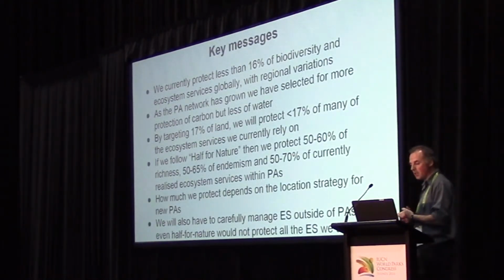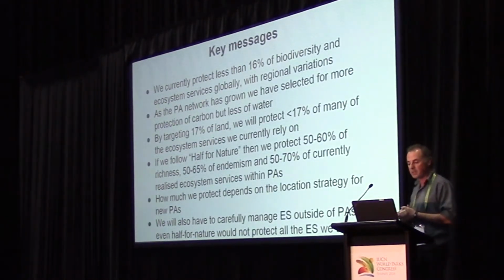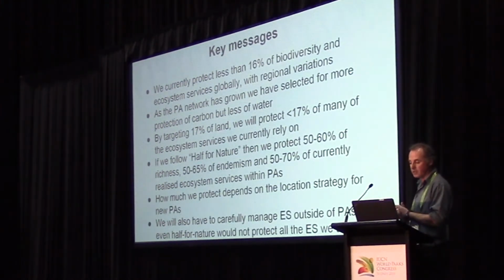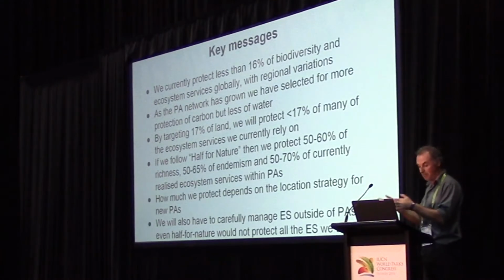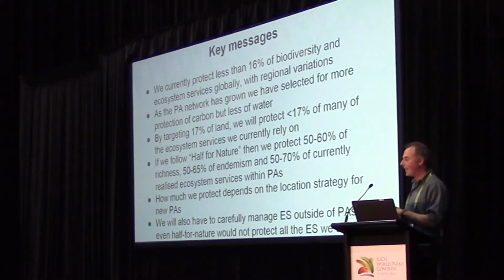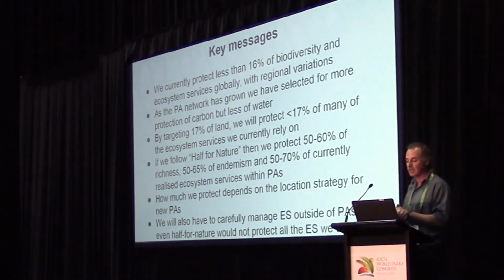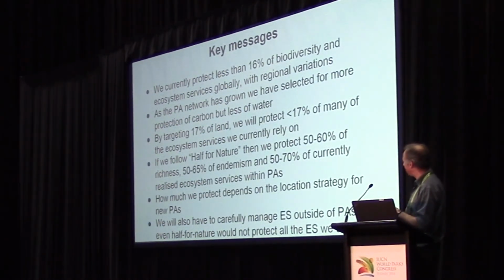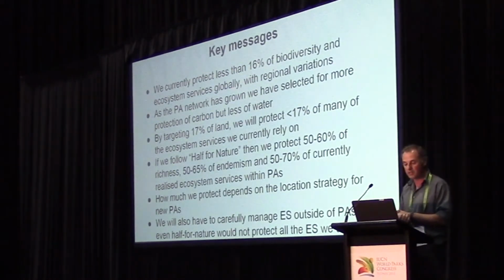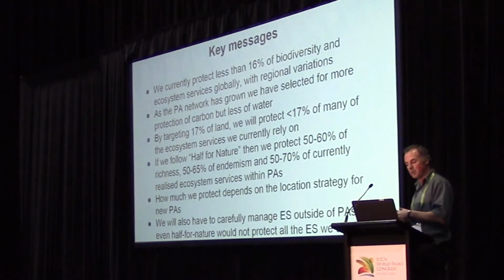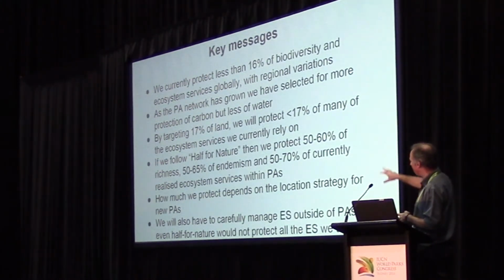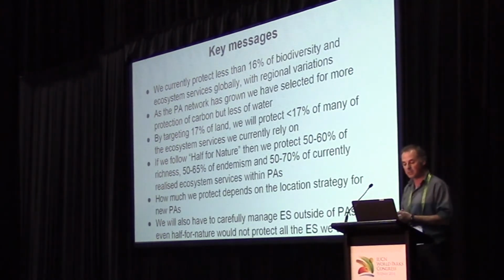What are my key messages? Well, we currently protect less than 16% of biodiversity and ecosystem services with our current network, with regional variation. As it's grown, we've selected for more protection of carbon, but less of water. We're protecting less and less of the water that we rely on. By targeting 17%, we'll get less than 17% of many of the ecosystem services that we need. If we follow half for nature, then we can protect between 50 and 60% of richness, 50 and 65% of endemism, 50 to 70% of the ecosystem services that we need.